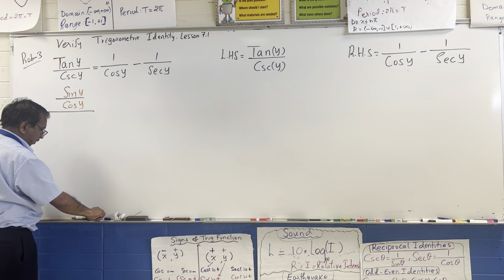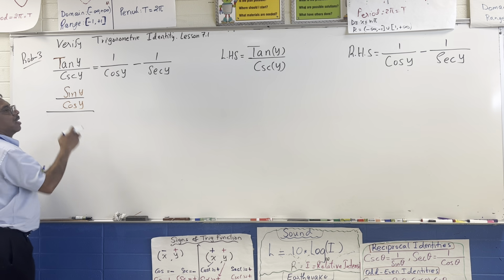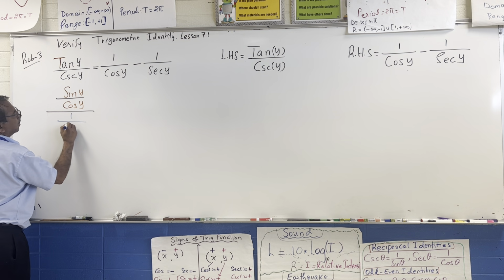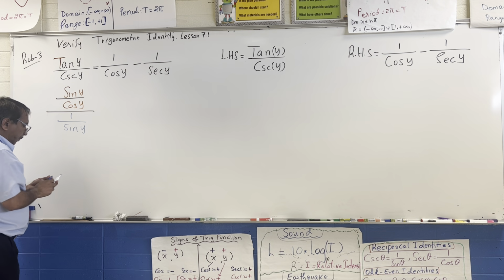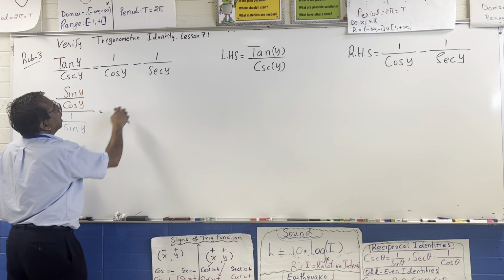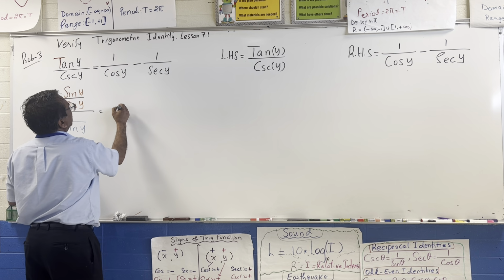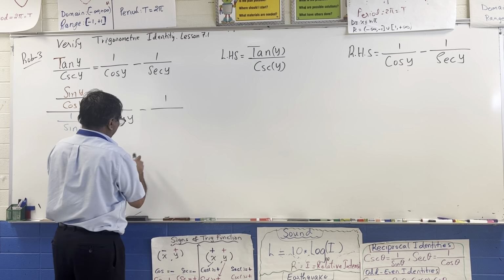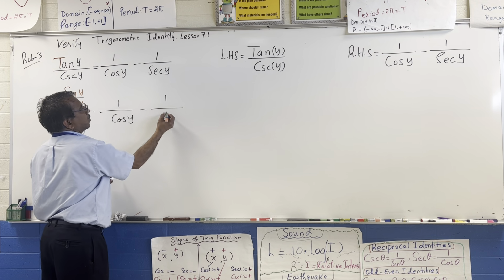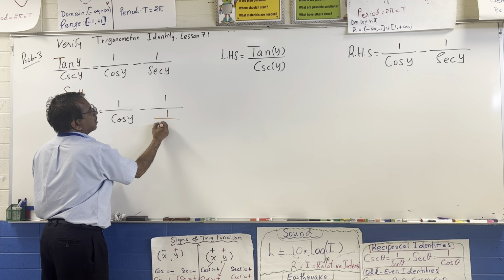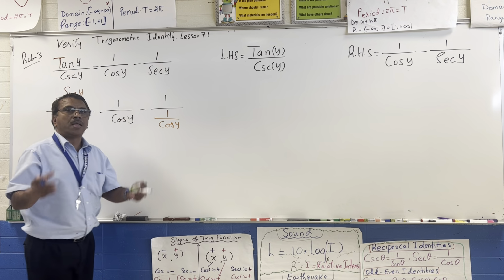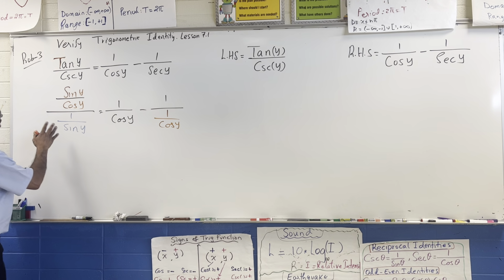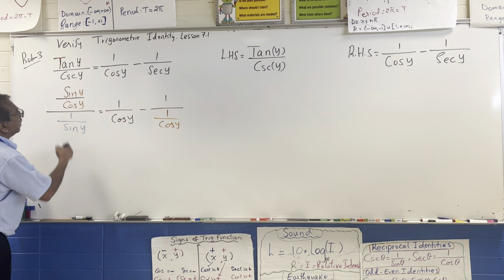And then I'm going to replace this cosecant by reciprocal identities, which is 1 over sine y. On the right side, this secant can be replaced by 1 over cosine y, and this secant also as 1 over cosine y. That's the reciprocal identity, where secant is the same as 1 over cosine. Now we can use keep, change, flip.